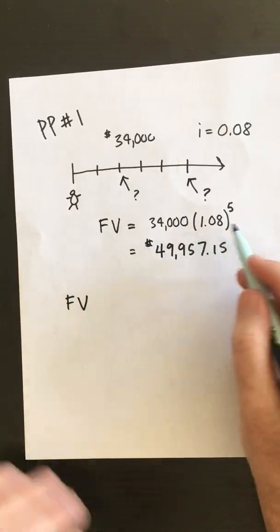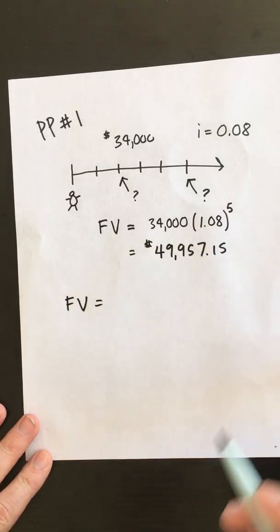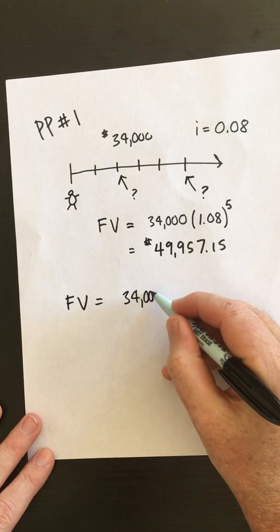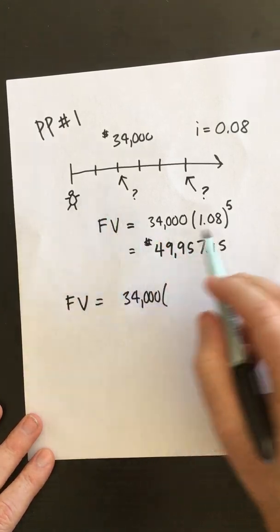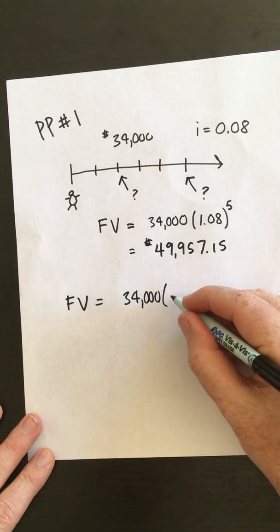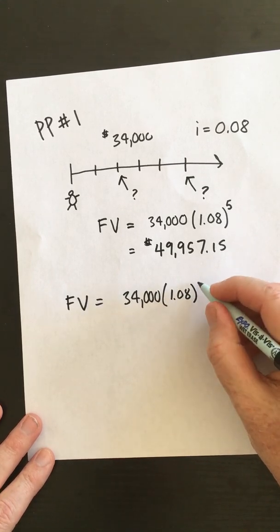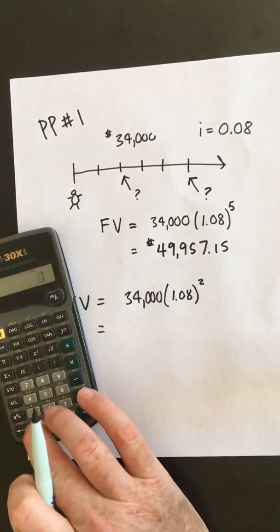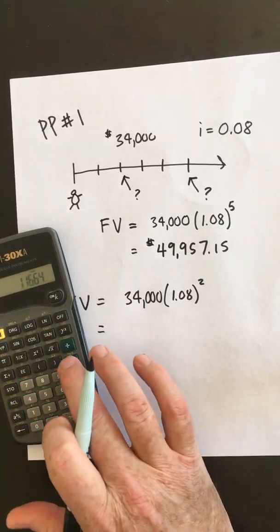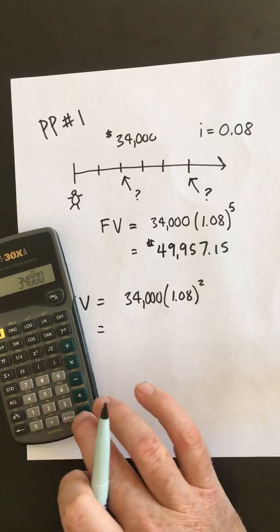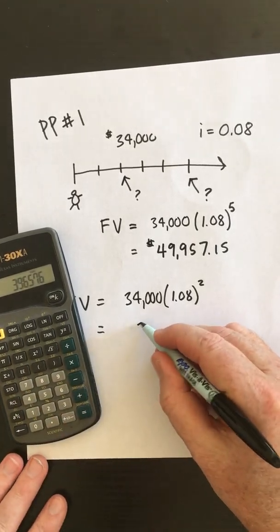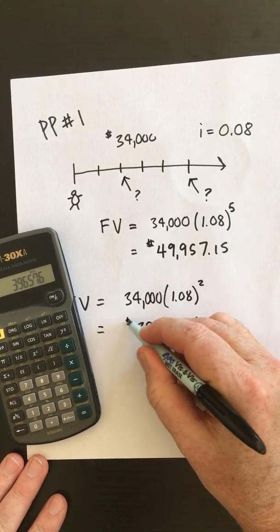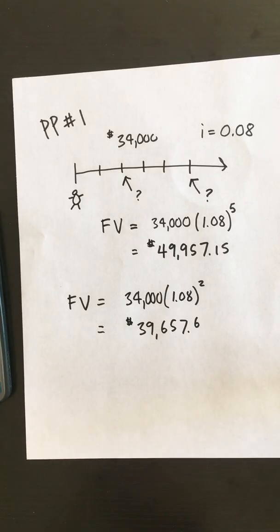So for 2 years, I'm using the same formula. I'm just going to change that maturity date. In this case, the future value should be, I start with $34,000 and I plug it in for 2 years at the 8% interest rate. So times 1.08, and then I raise that to the power 2. Again, if I put that in my calculator, 1.08 to the power 2 times $34,000, it looks like my future value would be $39,657.6.